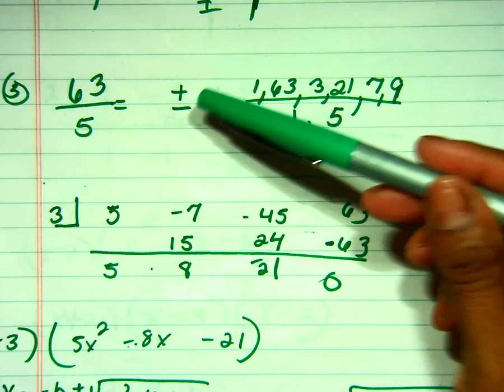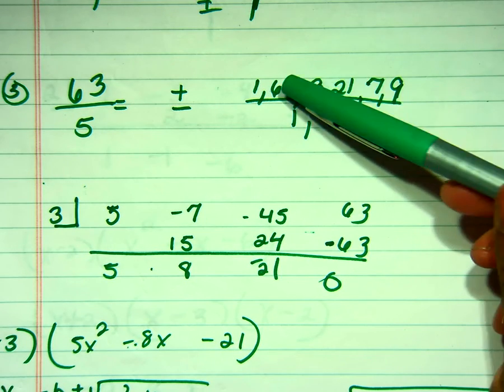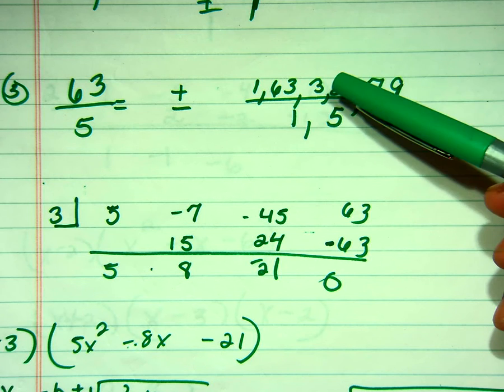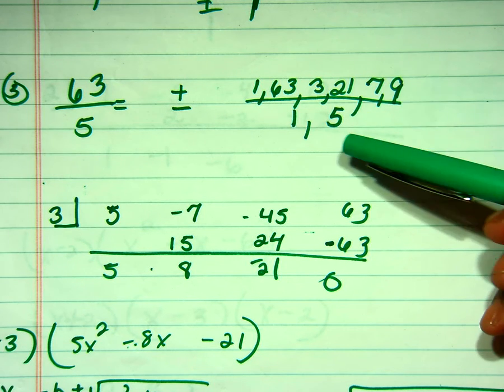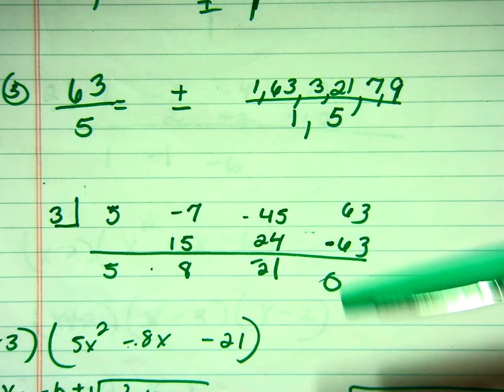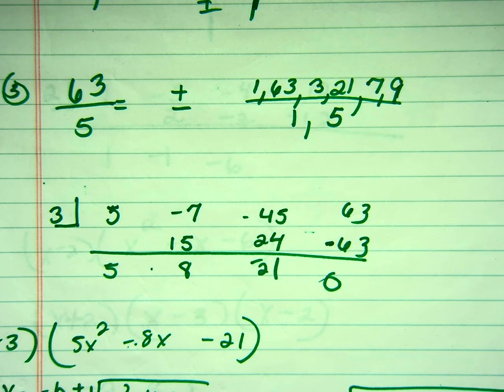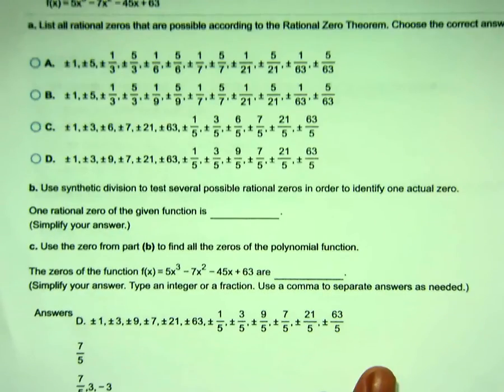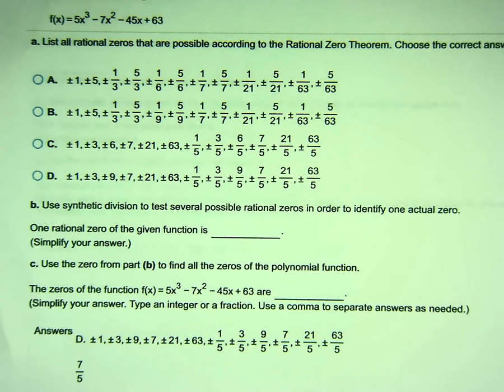You got plus and minus 1 and 63. Then you have 3 and 21 and 7 and 9. And then the factors for 5 are 1 and 5. Did I forget something, or do I have all of them? Yeah, I was trying to see if 6 went into 63 and it doesn't. So therefore, these are all of the possible zeros, and we list all of them.